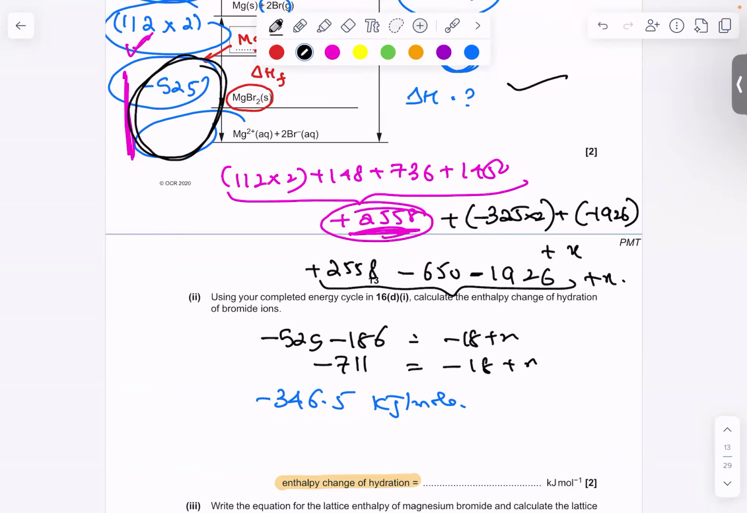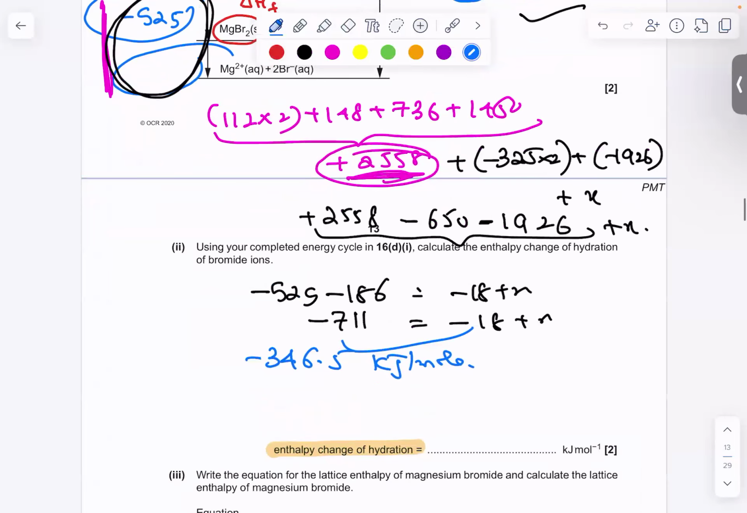Bring this to the other side. Minus 18 to the other side. It would become positive. 18 will become positive. But the overall answer is still minus 693. Minus 711 plus 18 is equal to x. This is minus 693 is equal to x.